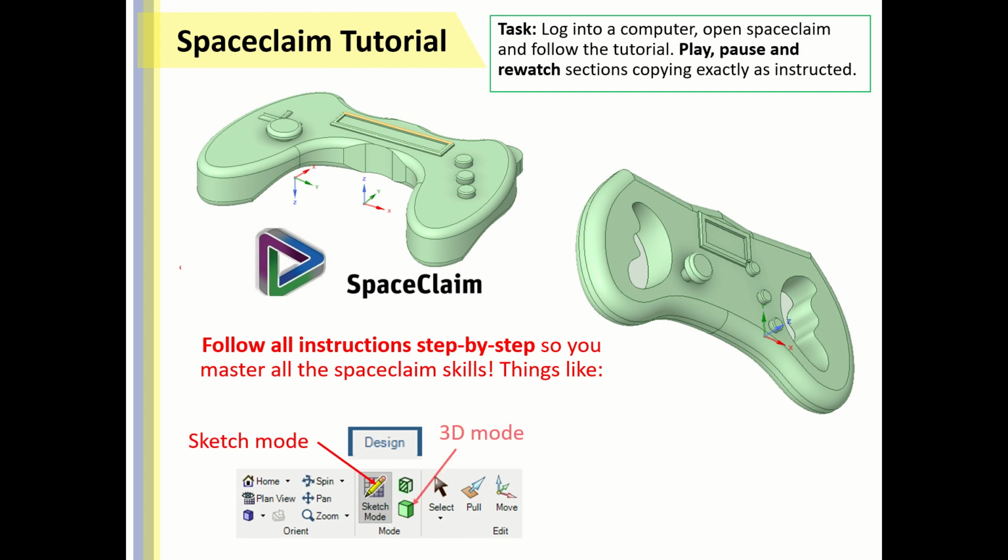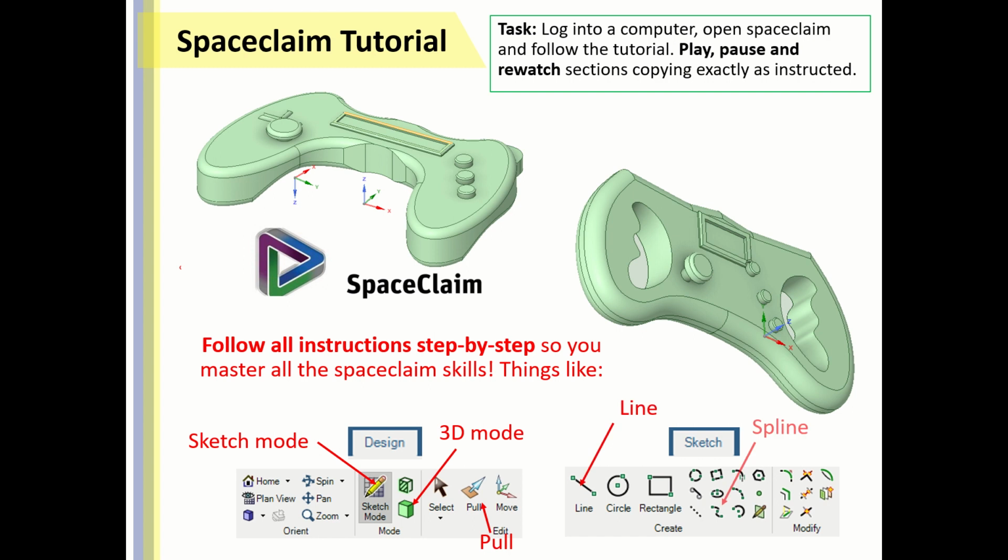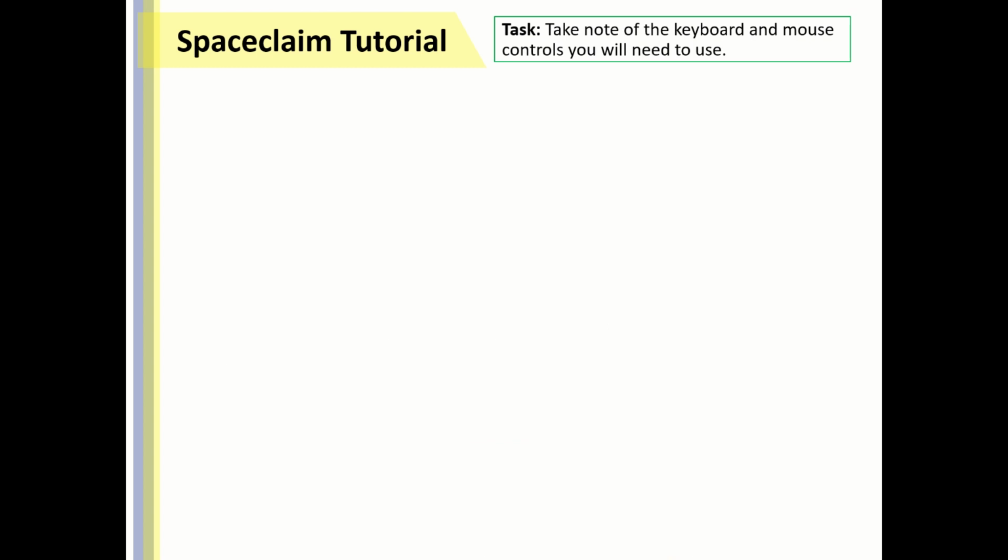For example, sketching mode, 3D mode, pull, and then sketching tools like line, spline and trim away. If you follow this tutorial, you'll be able to do all of those things independently and design your own controller.